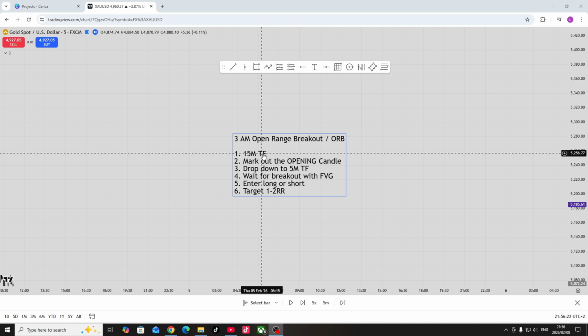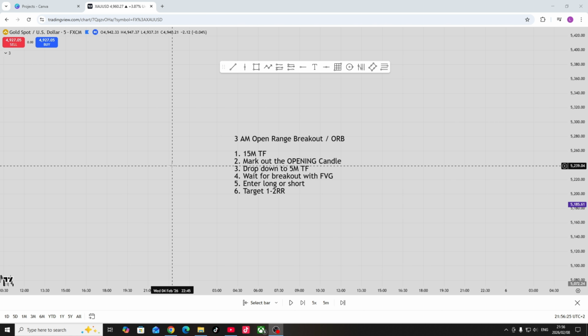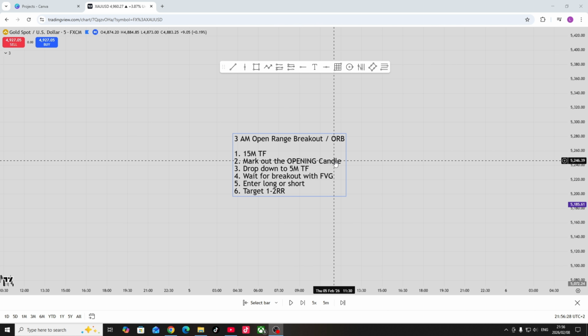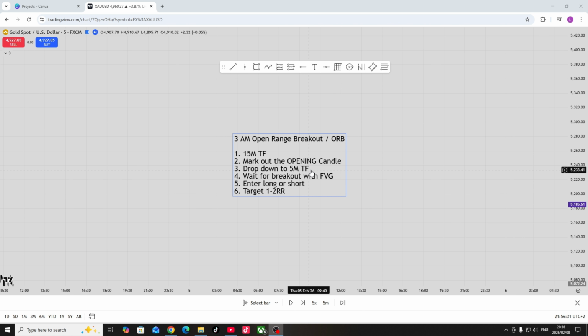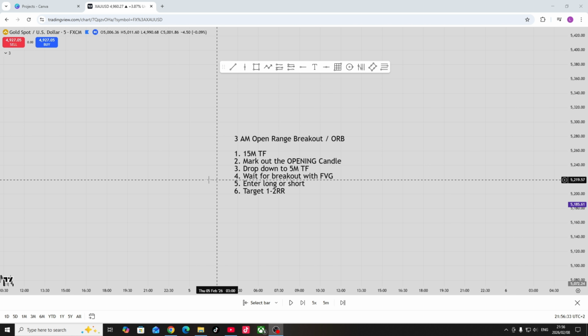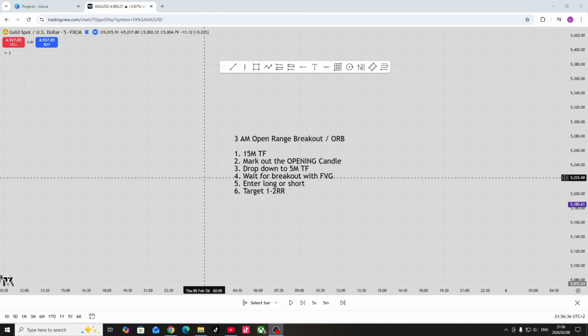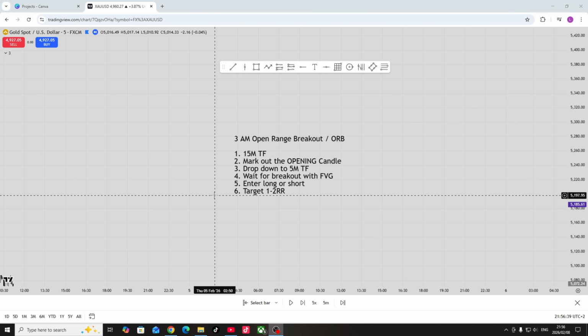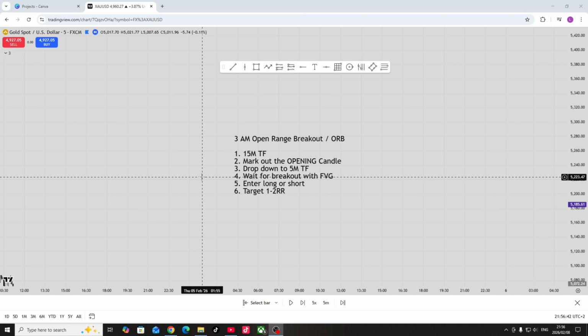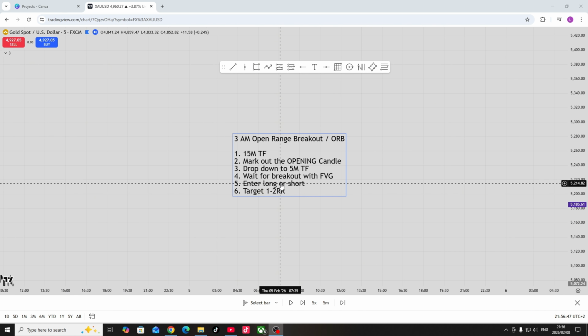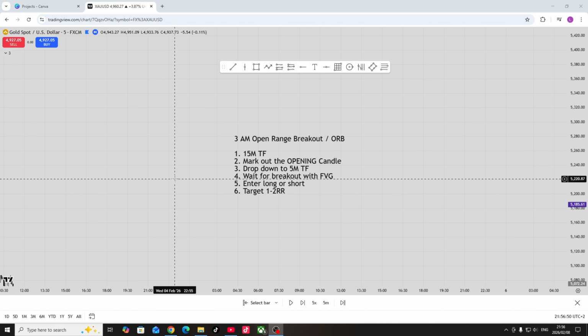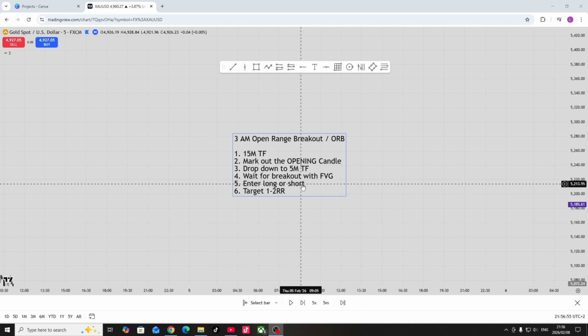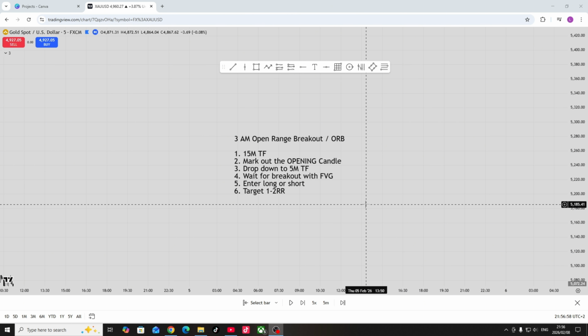All right, here we are. So we're going to mark on the 15-minute time frame, mark out the opening candle high and low, then drop down to the 5-minute time frame and wait for a breakout, but a breakout with a fair value gap. Yes, we want that breakout with the fair value gap. Then we enter long, or we enter short. As always, we target 1 to 2. You can do more if you want, but to play it safe, 1 to 2. After 1 to 1, break even, and we are a go.